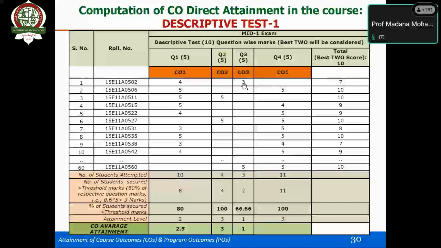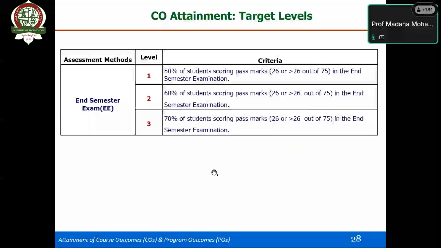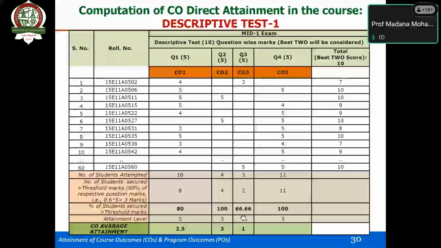Then for CO3, the percentage we are getting is 66.6. Now 66% here, see, it is in the 60 to 79 range. What is the level here? 1. So now here it is level 1, CO3.